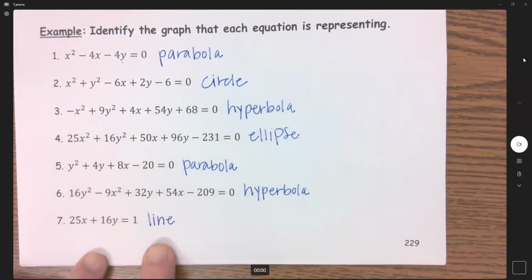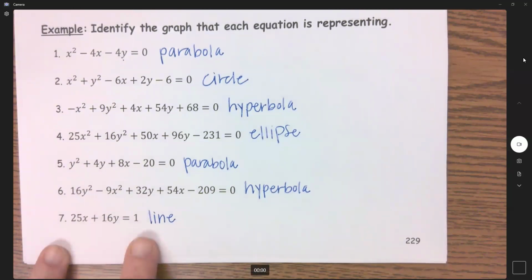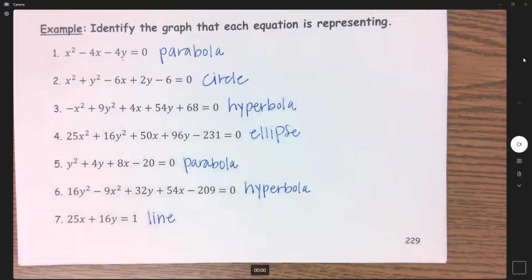And then this one was a little bit of a trick question. If I don't have any squared terms, that goes back to the very first lesson. This is a line. So if you don't have anything squared, you have a line.